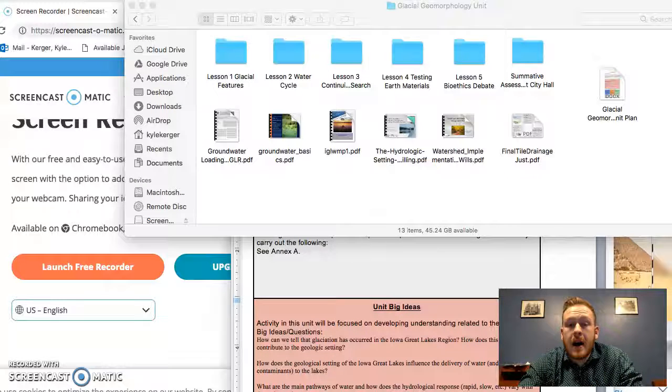For my master's, I put together this unit plan for Dr. Mary Skopek at the Iowa Lakeside Laboratory. This unit plan is on the subject of glacial geomorphology and how the geologic setting of the Iowa Great Lakes region impacts the way water travels throughout that area and therefore how contaminants can travel through that area.